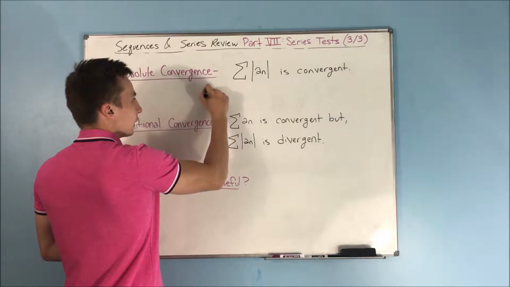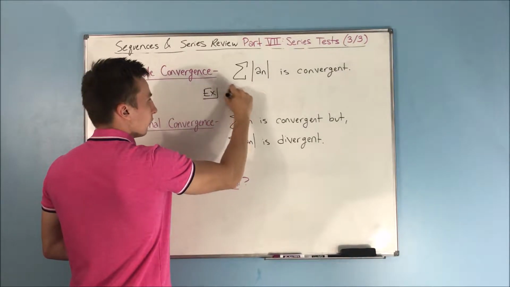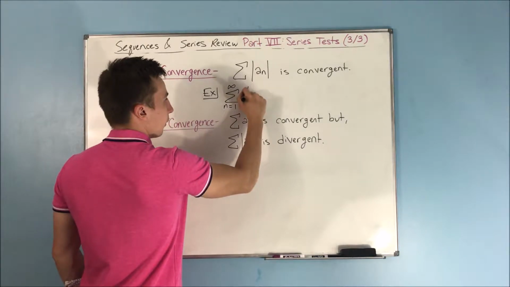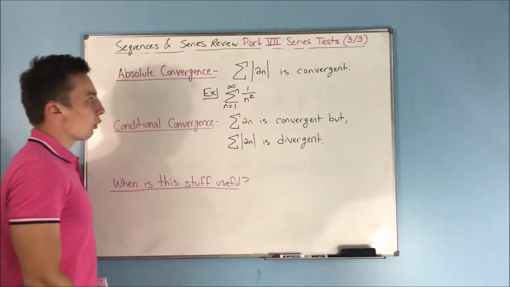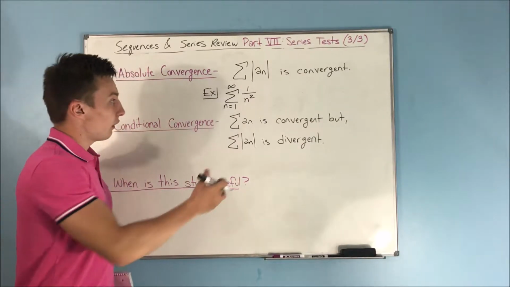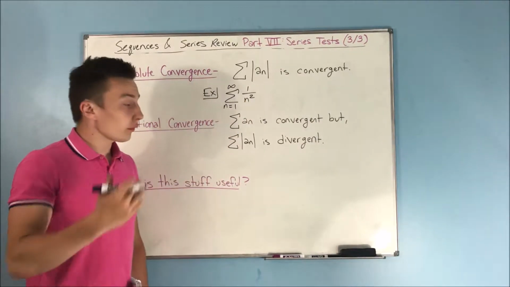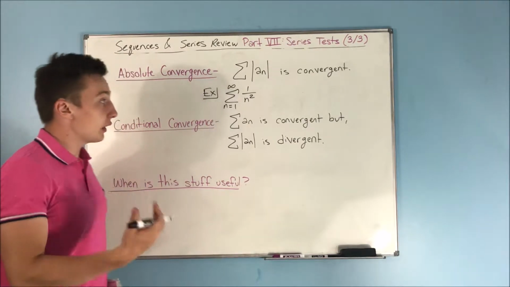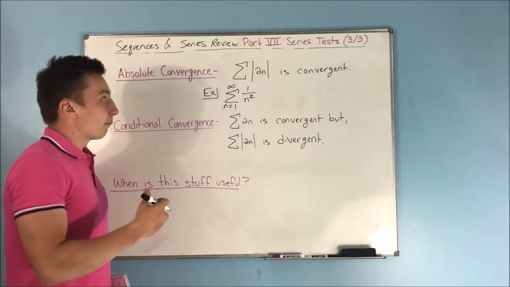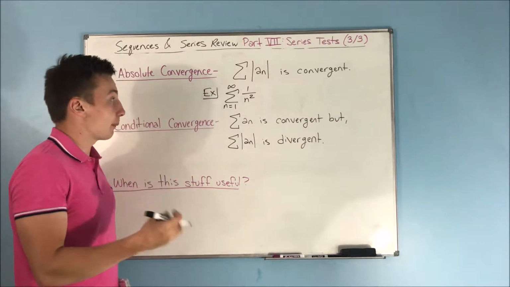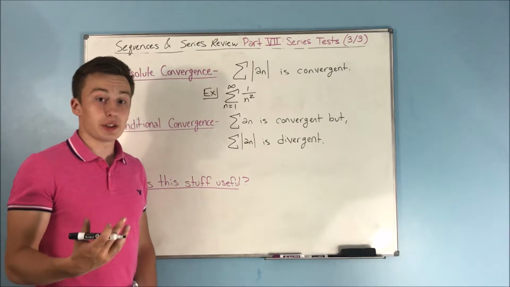For absolute convergence, if we have something that we know converges, like the sum from n equals 1 to infinity of 1 over n squared, we know that that's a p series, p is greater than 1, and that converges. If we put absolute value there, it's not going to change anything. It's still going to be convergent. So that is an example of absolute convergence. It doesn't matter if you take the absolute value or not, it's still going to be convergent.